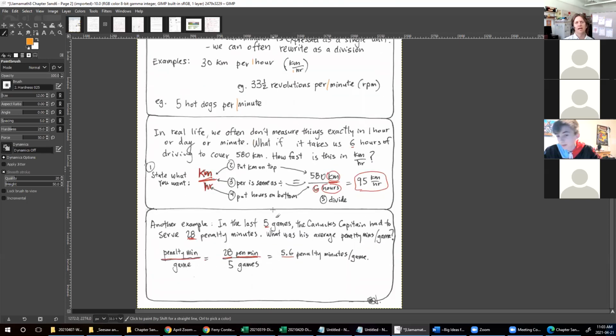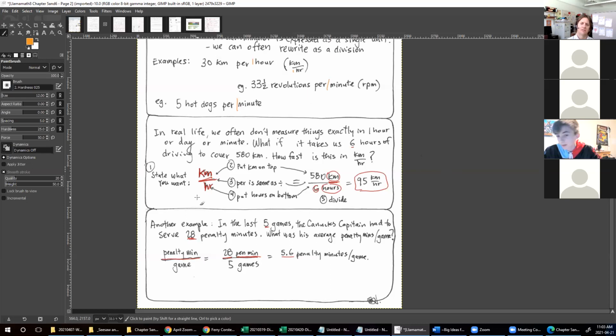And so in real life, we don't often measure things in just 1 minute. Sometimes we do, but often, if we're driving, for instance, we drive 580 kilometers in 6 hours. We're like, what was our average speed? This is good. Or I like to run and I want to find out how fast I'm running. This is sort of what I do, is I run 8 kilometers in 47 minutes, and I figure out exactly what the unit is or how fast I'm going.